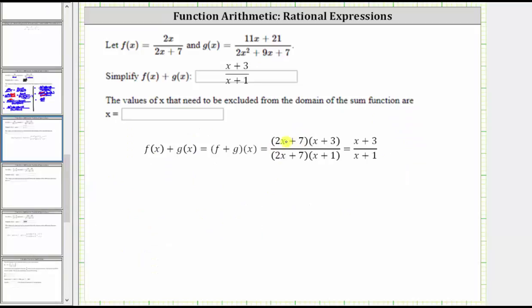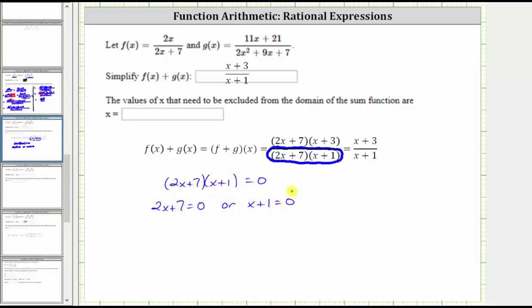Again, before we simplify out the common factor of 2x plus 7, we will now determine the values of x that make the denominator equal to 0, because we must exclude these values because division by 0 is undefined. Which means we need to find the solutions of the quantity 2x plus 7 times the quantity x plus 1 equals 0. This product is equal to 0 when 2x plus 7 is equal to 0 or when x plus 1 is equal to 0. And now we solve for x. Here we subtract 7 and divide by 2, which gives us x equals negative 7 halves. Solving for x here, we subtract 1 on both sides, and we have x equals negative 1.